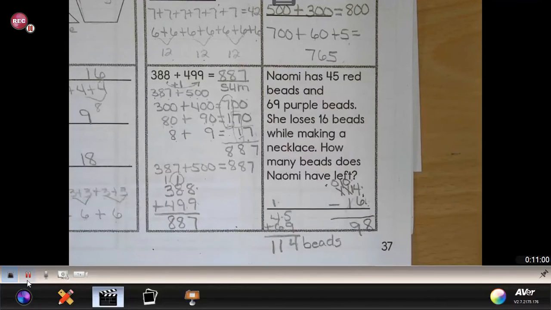So how many beads will Naomi have left? She will have 98 beads left once she finishes her necklaces.